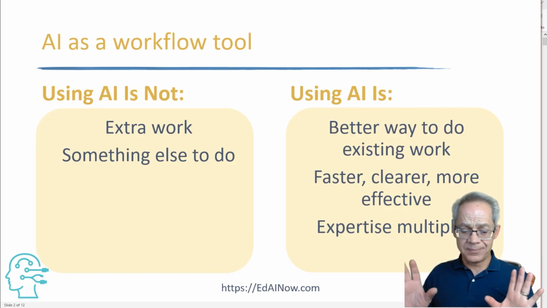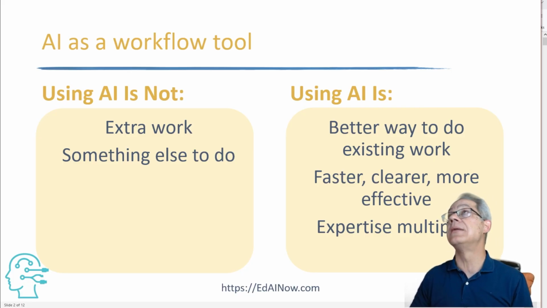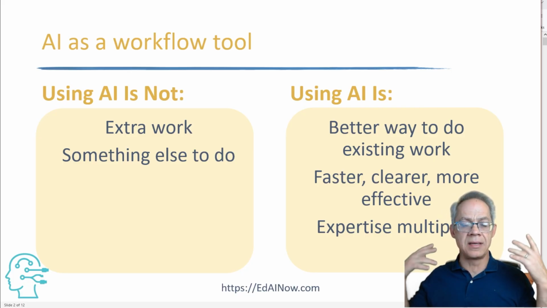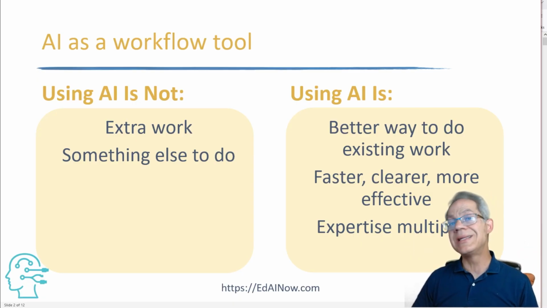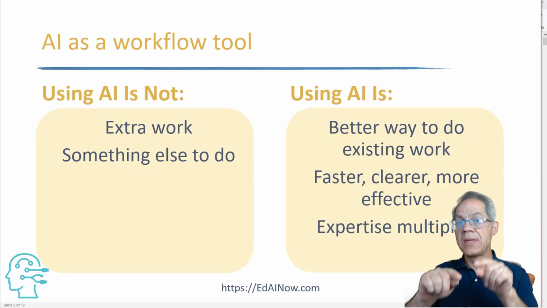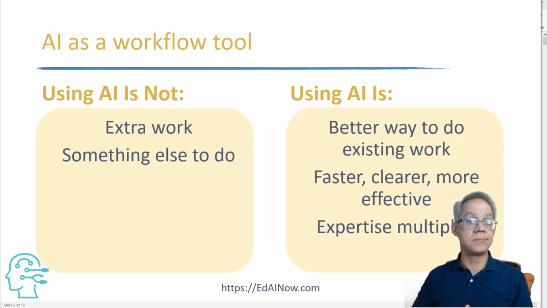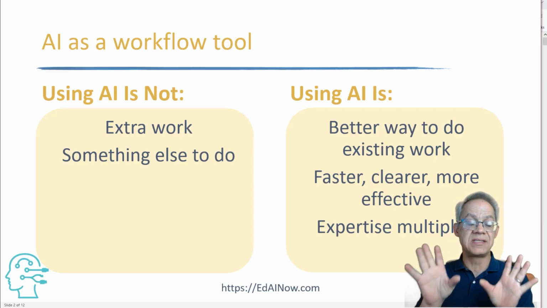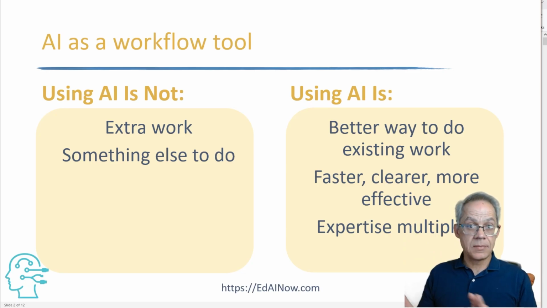Let's take a quick look first at the question of why bother using AI for those tasks, because using AI is not extra work. It's not like, oh gosh, I have to do all these things and now I've got to use AI also. It's on top of all of this stuff, and I don't have the time or the energy. Well, it's not extra work. Instead, it's a different way to do those tasks that you already are doing. It's a faster way, a clearer way, and in many cases, a more effective way to do all the stuff that you do, and to do it more quickly, more efficiently and more effectively.